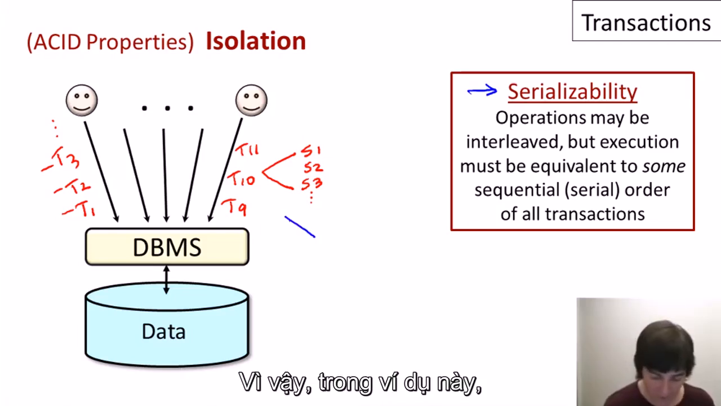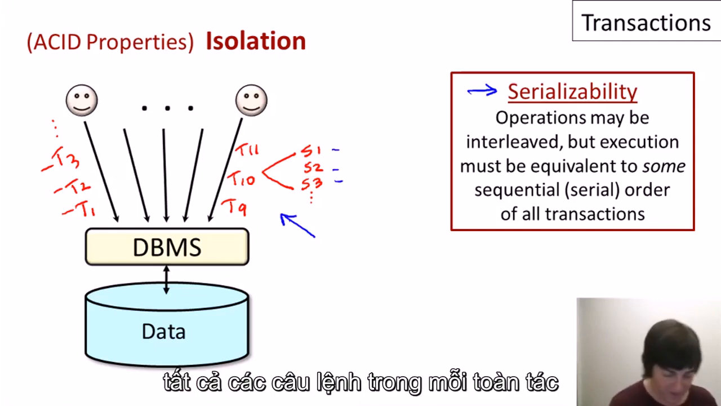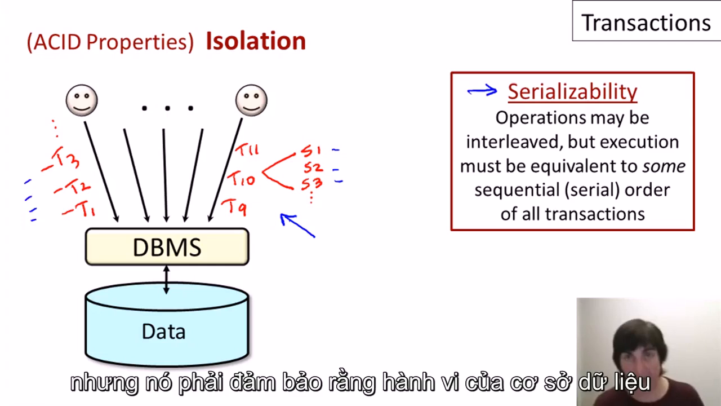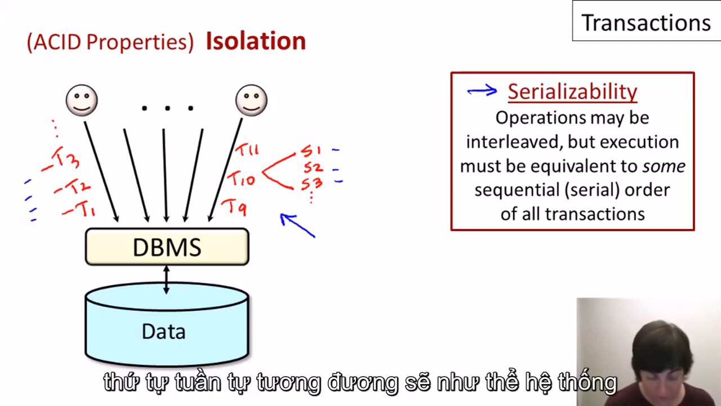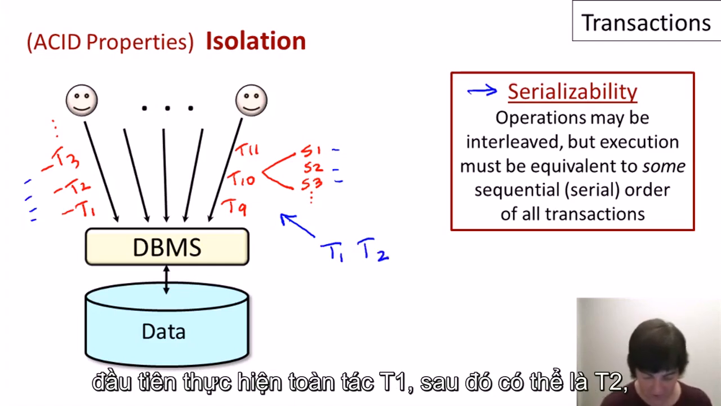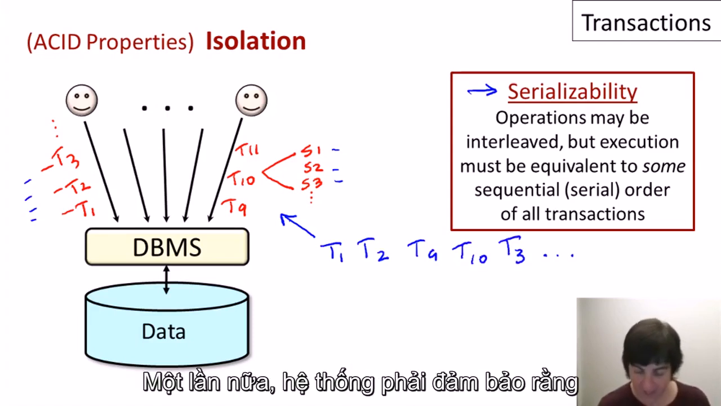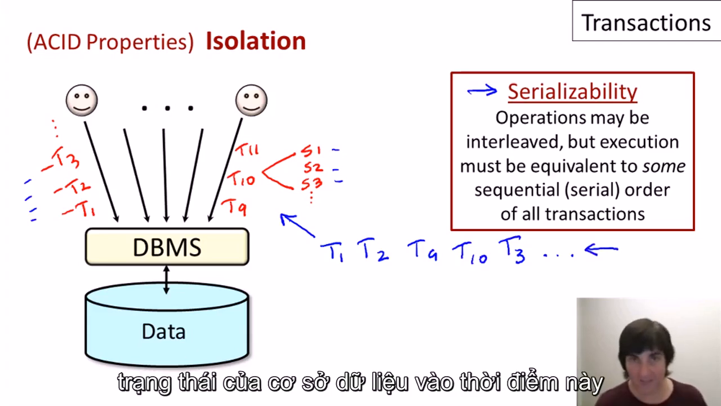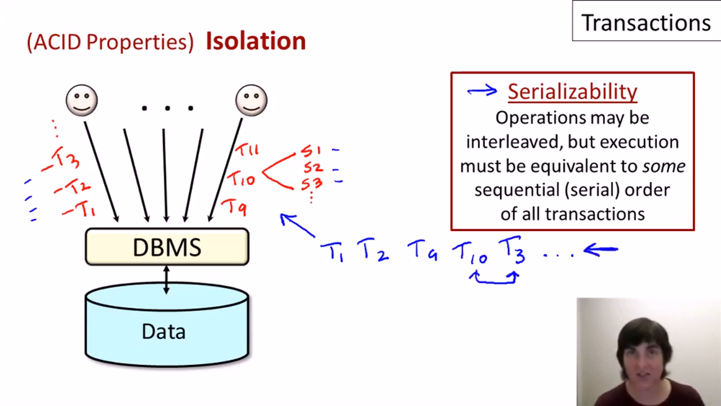So for our example over here, the system itself may execute all of the statements within each transaction and over here concurrently, but it has to guarantee that the behavior against the database is equivalent to some sequential order again. So perhaps the equivalent sequential order will be as if the system first did transaction T1 and maybe then T2, T9, T10, maybe back to T3 and so on. And again, the system has to guarantee that the state of the database at this point in time, even if it's interleaved the statements within these transactions, looks as if these transactions executed in order.